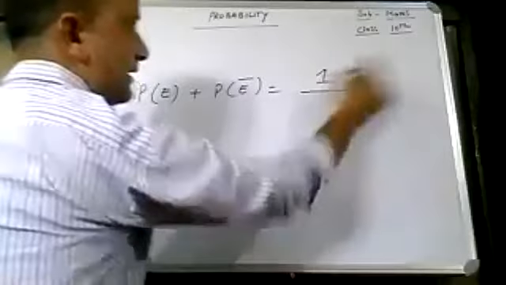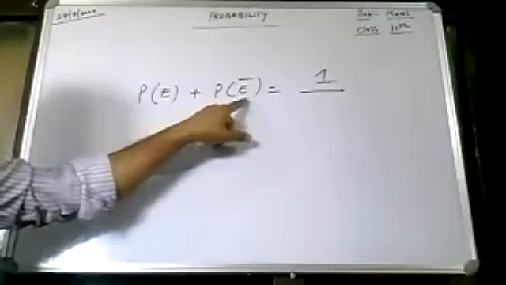Complete the following statements. First part: probability of an event E plus probability of the event not E is equal to dash. What is the answer here? 1. Probability of event E plus probability of not an event E is equal to, answer क्या आएगा? 1. ठीक है.